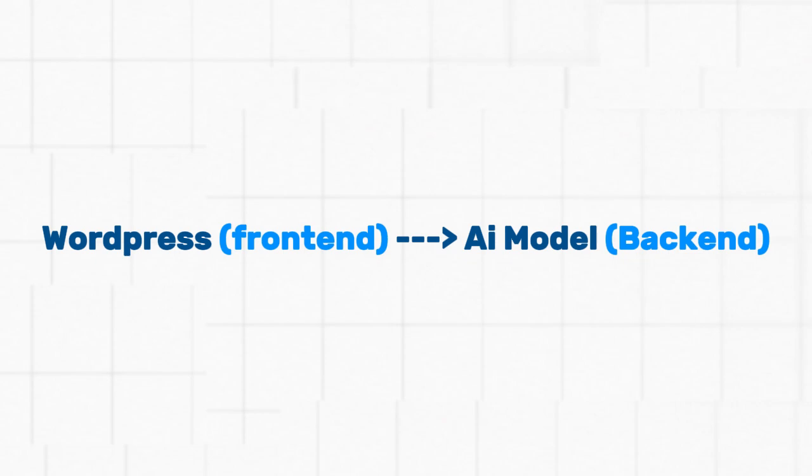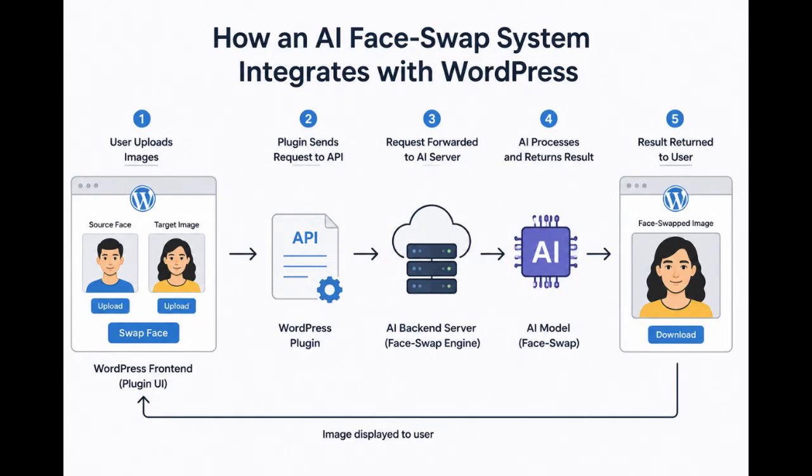So here is how the process works. The user visits your WordPress website and selects a template, and they upload a face. Then the plugin collects that information and sends it to an external API. That API communicates with an AI model such as Face Fusion, right? With Face Fusion running on a cloud server or inside a Docker container. Once the AI finishes processing the image, it sends the generated results back to WordPress, where the user can preview and download the results.